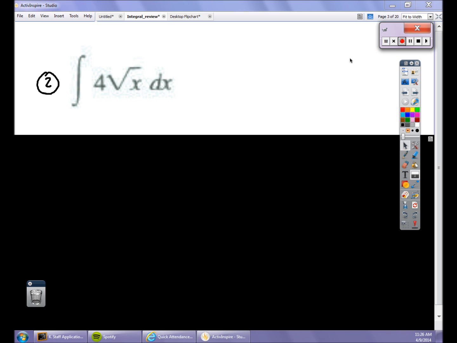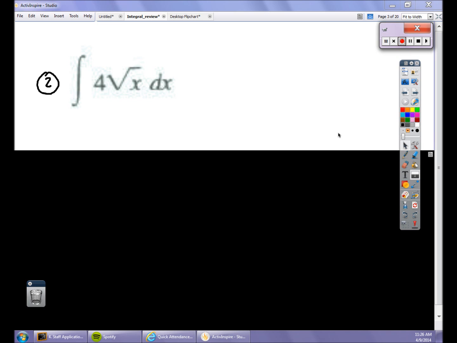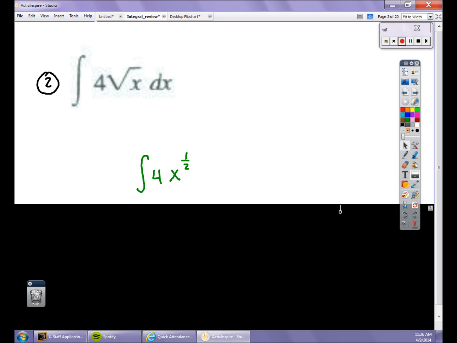Question 2. Please integrate the following function. At this point, you'd want to hit pause. And here's your answer. For the first part, I'm going to go ahead and rewrite the function 4x to the 1/2.